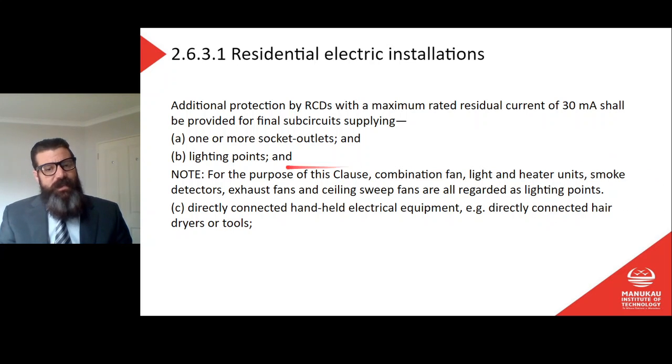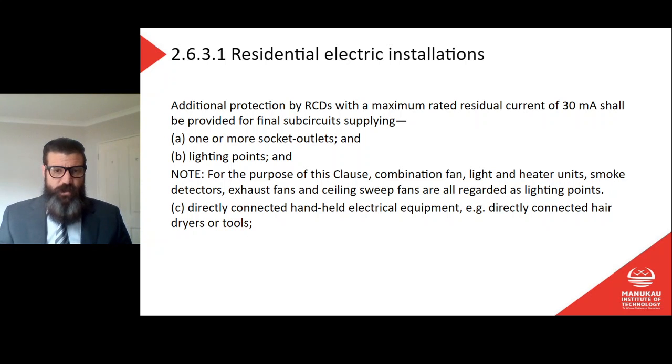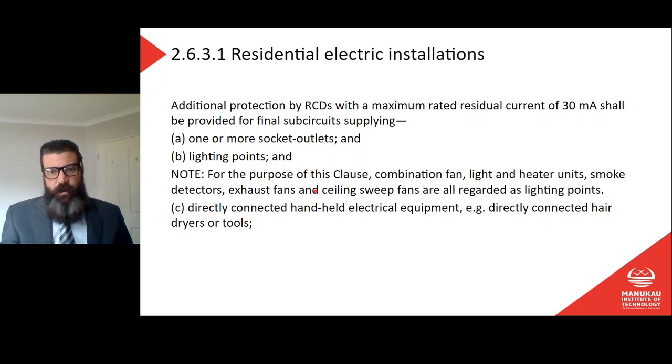Exhaust fans and ceiling fans. So any exhaust fans, that's going to be your range hood. It's going to be exhaust fans in your bathrooms that take the steam and moisture out. Ceiling sweep fans are going to be the big ceiling fans, right? Cooling fans on your ceiling. They're regarded as lighting points.